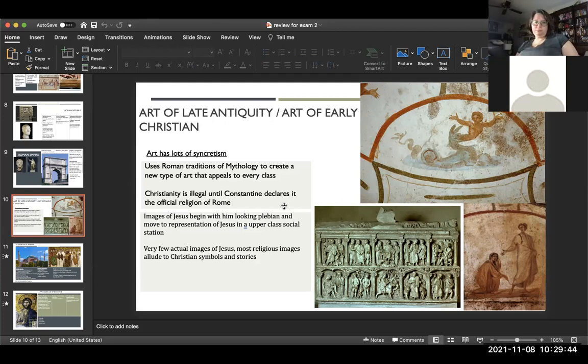In the beginning, images of Jesus contain plebeian traits. So large head, large hands, shorter bodies. They don't sort of stick out as being images of Jesus at all. As time goes on, Jesus changes form to looking more like a patrician.